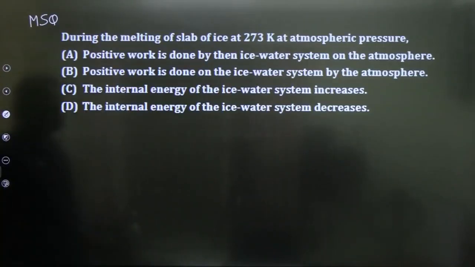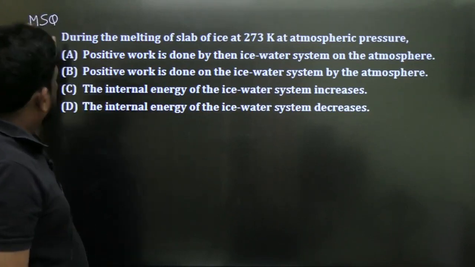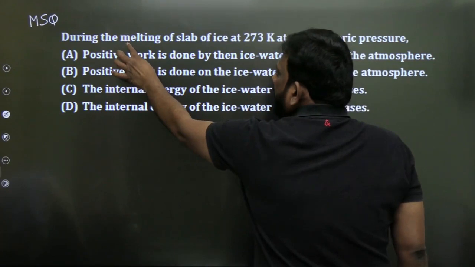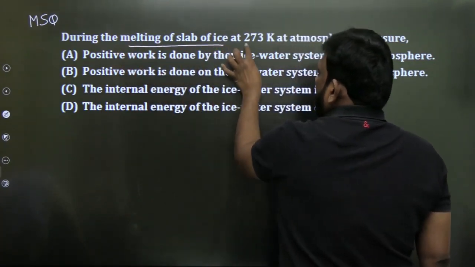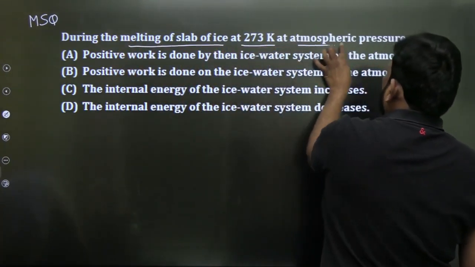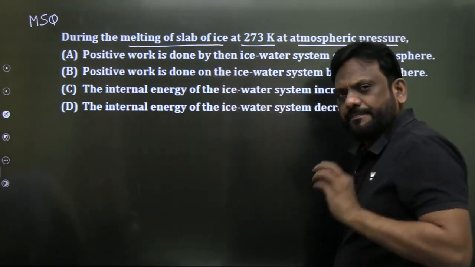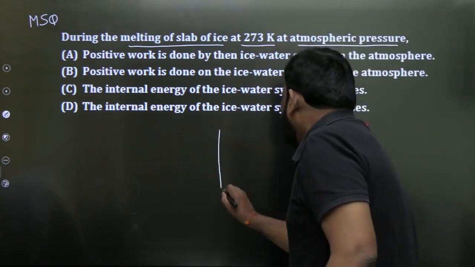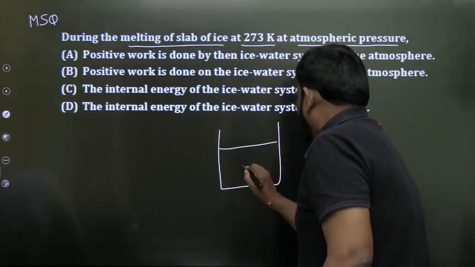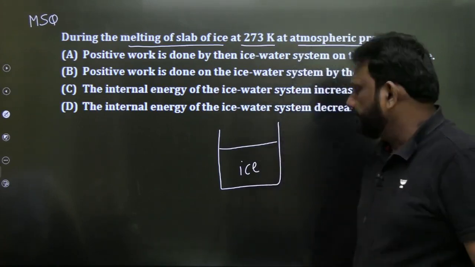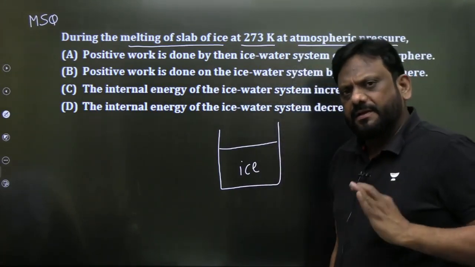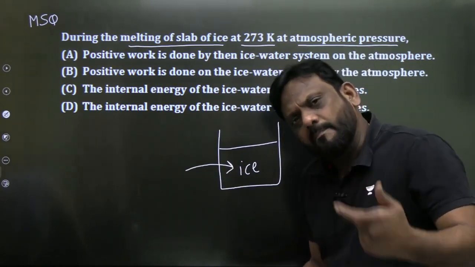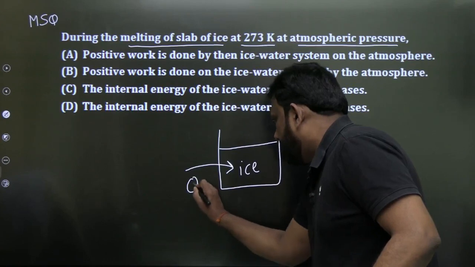Now, this is the first question. This is an MSQ question. Now, a good question. During melting of ice at 273 Kelvin at atmospheric pressure, he has given some options. Ice is melting. Let us take ice in a container. This is the ice. How can ice melt? Definitely by absorbing heat. So it melts only by absorbing heat. So it is absorbing heat.